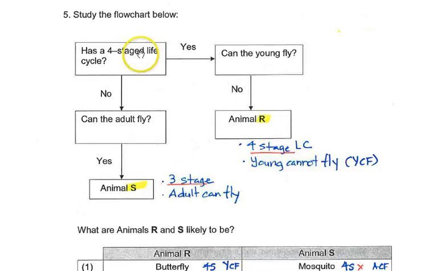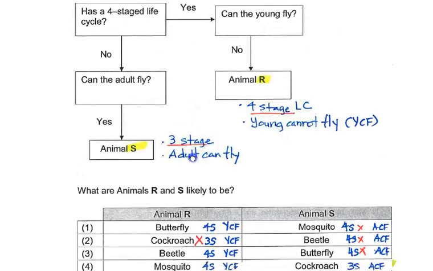Now let's settle this. No 4-stage life cycle, go down. Very likely it's a 3-stage life cycle. I have not heard of 5 or maybe 2. Okay, so 3 or 4, it is 3-stage. There's no 4-stage, so it's 3-stage. Now, can the adult fly? Yes, the adult can fly. So animal S can fly, and has a 3-stage life cycle.